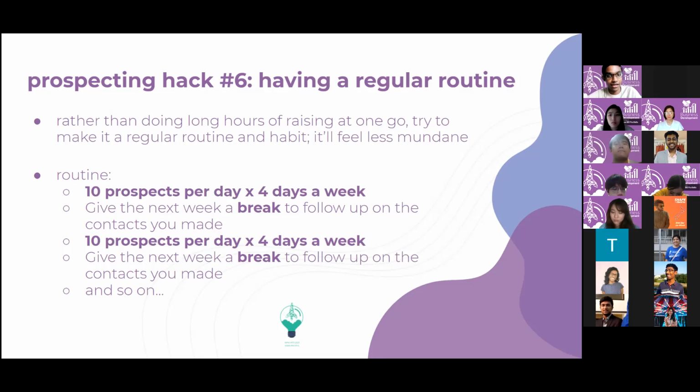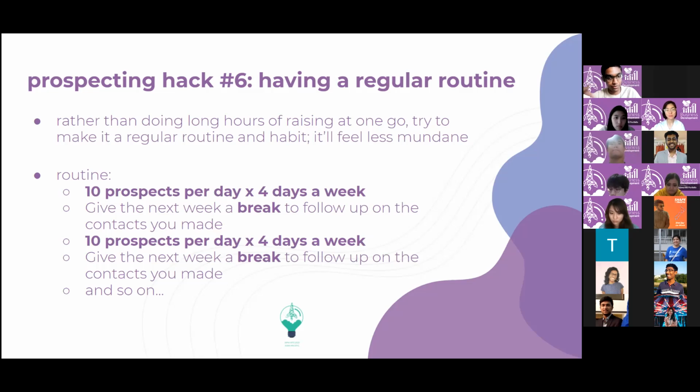It might be very, very demanding. So I would rather encourage you guys to set relatively more realistic goals. The way I do it is this is the kind of routine that I follow. I would typically do 10 prospects a day for 4 days. And then I would prospect for a week, and the next week I would actually make the approach.